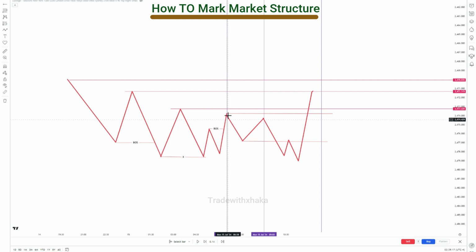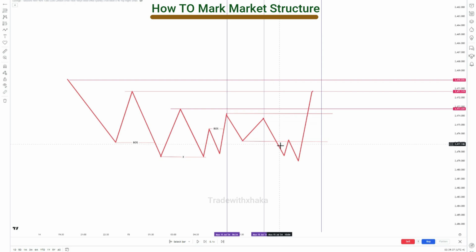You will mark your highs and lows within this time, from 6 o'clock p.m. to 8 o'clock p.m., on the 15-minute time frame. When you mark out your highs and lows, because the market is in an uptrend, you'll be waiting for a sweep on this very 15-minute low for you to continue your uptrend.